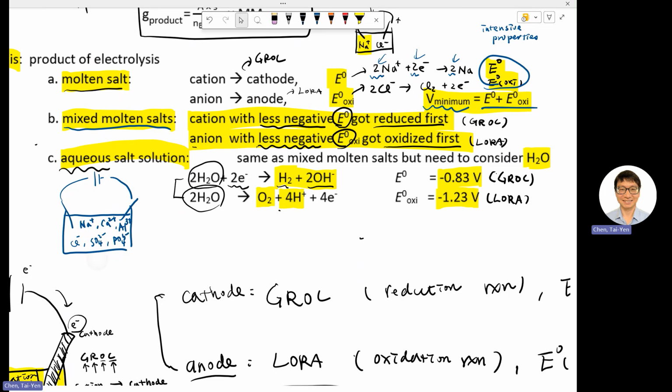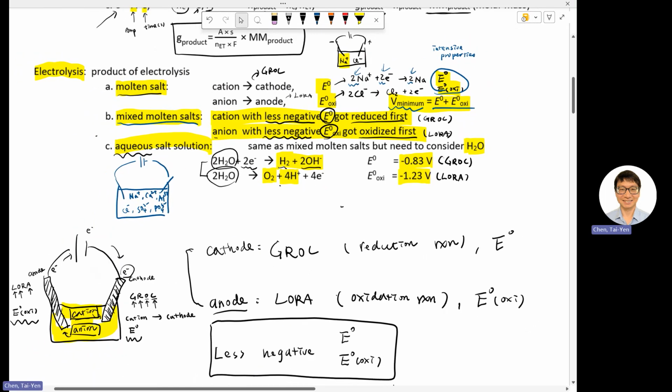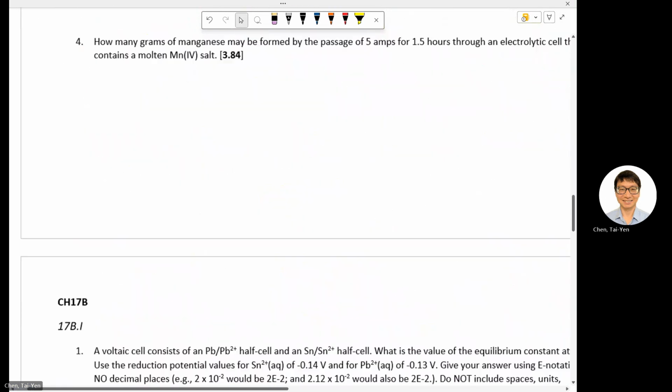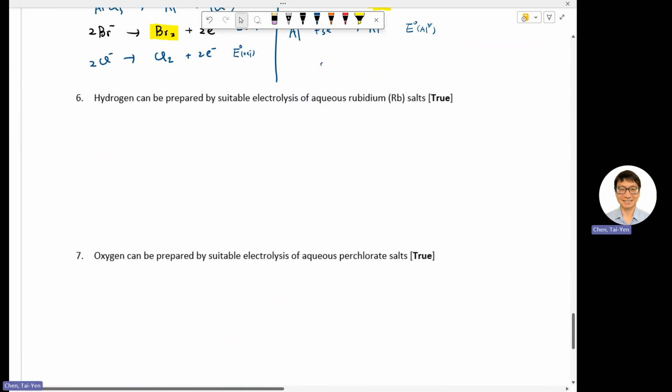Those are the things that we should have in mind. Then we can start to go through a few examples and learn how to solve these problems.